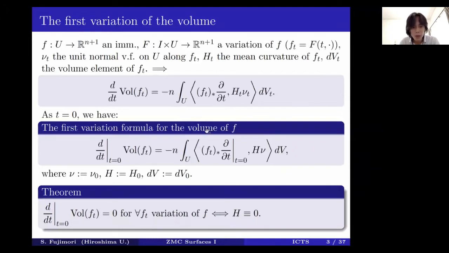And from this variation formula, we have that the first derivative of volume is equal to 0 for any variation of F if and only if H is identically 0. If H is identically 0, then the first variation formula immediately gives this condition. But the converse is also true. So we have this theorem.